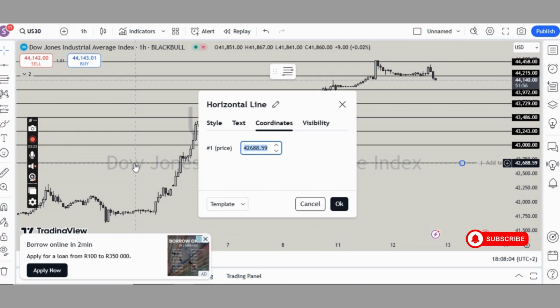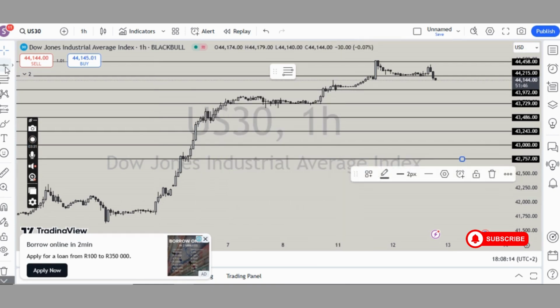42,757. Then we take 42,757 and subtract 243 points to give us the next key level as 42,514.